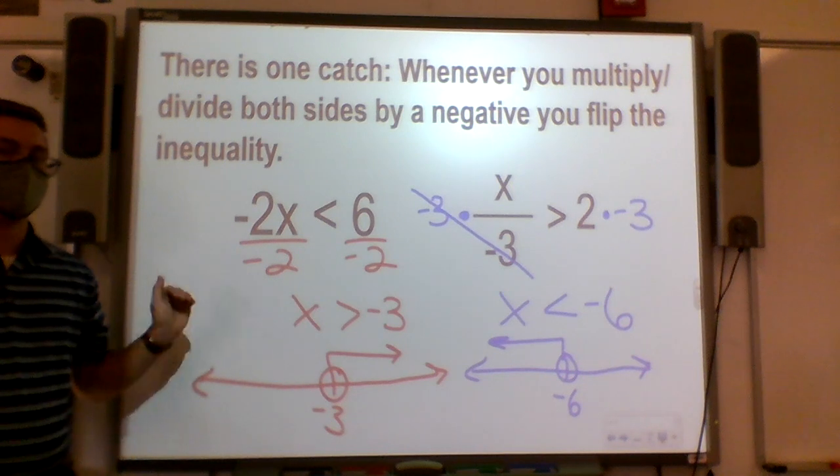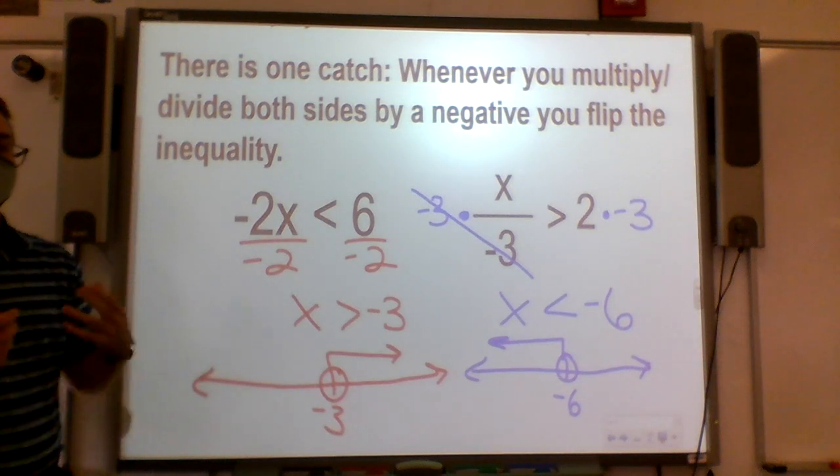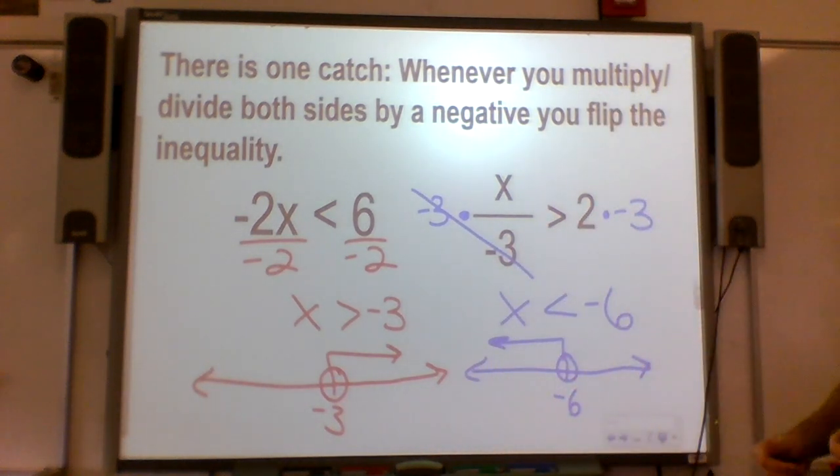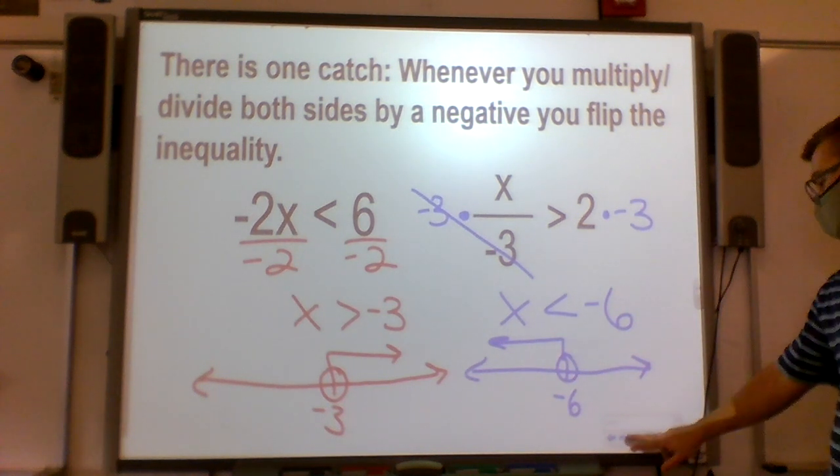So if you have an equation where you have to simplify and on one of the sides you multiply by a negative, you don't flip the sign. It has to be both sides multiplying or dividing by a negative.